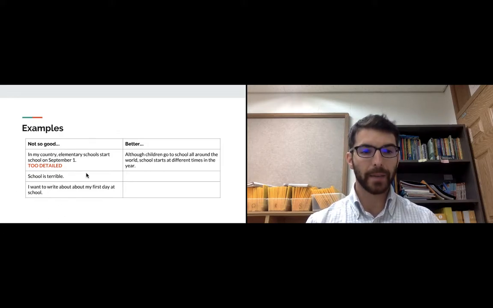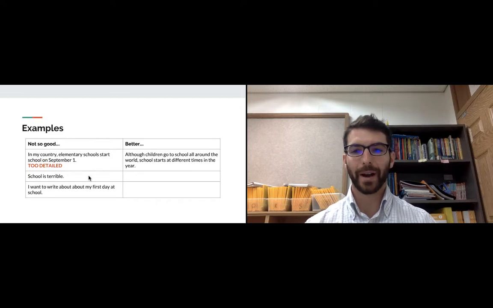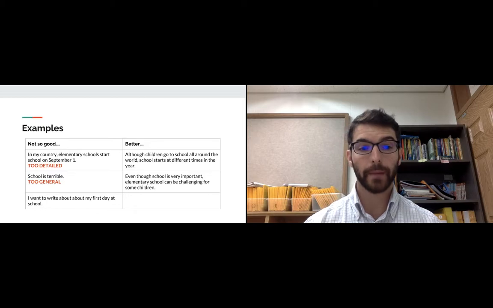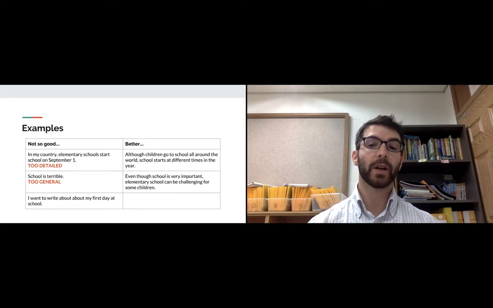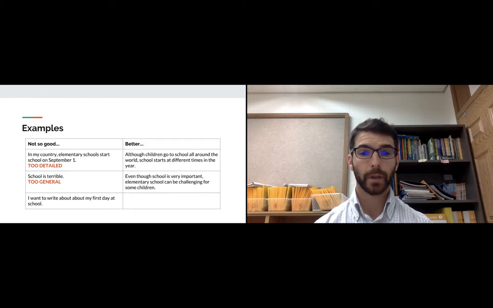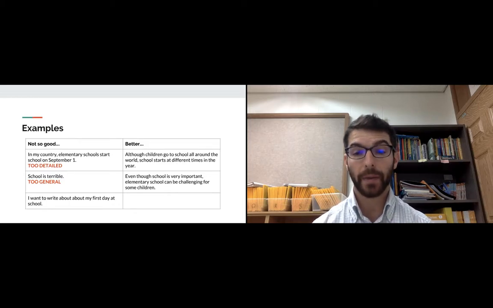Let's look at another bad example. School is terrible, all right? The problem with this topic sentence is that it's way too general, okay? We know topic sentences need to be general, but not so general that you could say anything. Here's another way to improve that. Even though school is very important, elementary school can be challenging for some children. So instead of saying it's terrible, I'm talking about the fact and the idea that it could be challenging for some children, and I'm a little bit more specific about elementary school. Right? There's so much I can say about that in a paragraph following that topic sentence.